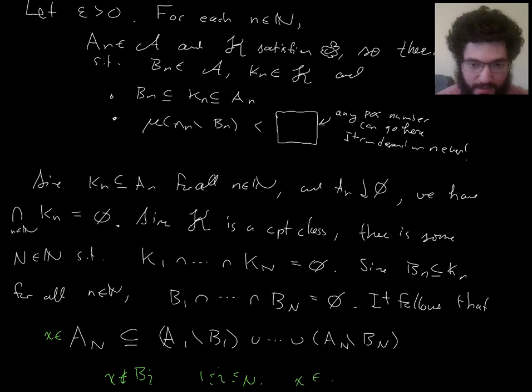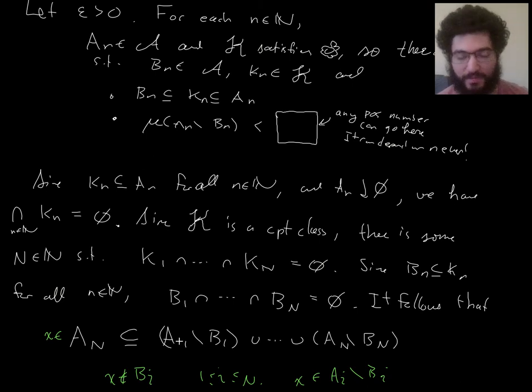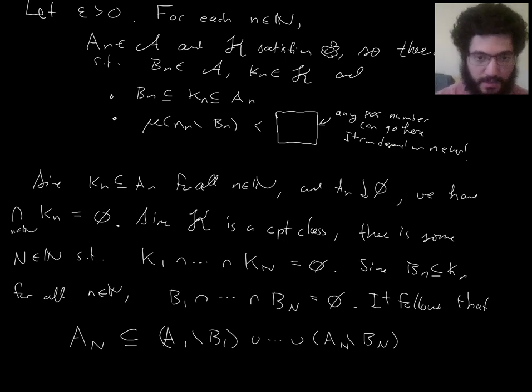Then x will be in A sub I delete B sub I, because it's not in B sub I, and it's in A sub I because it's in A sub n, which is a subset of all of the earlier A's, since the A's are nested, right? They're sort of decreasing sets like that. Okay, so because B1 through Bn intersect to the empty set and the A's are nested, we have this inclusion.